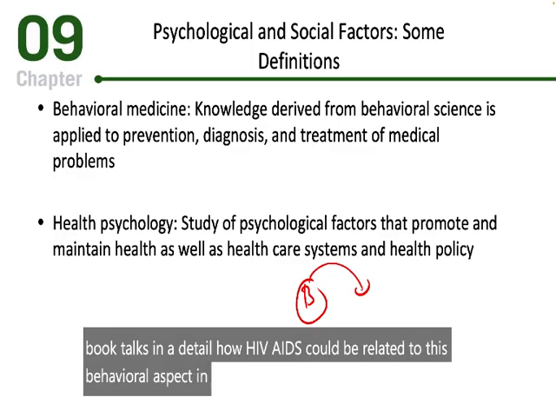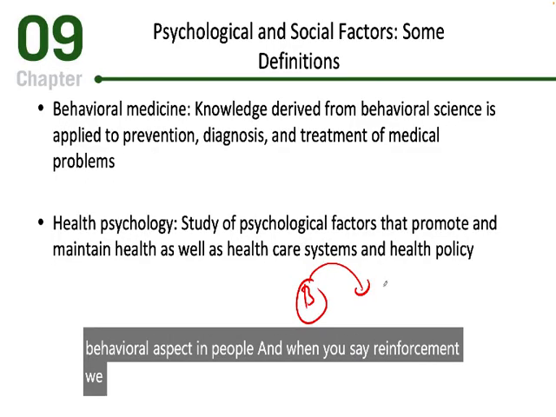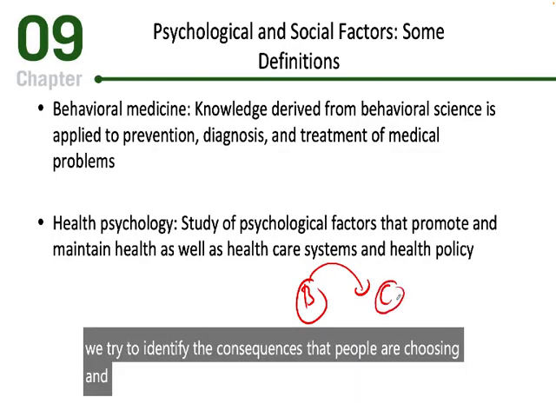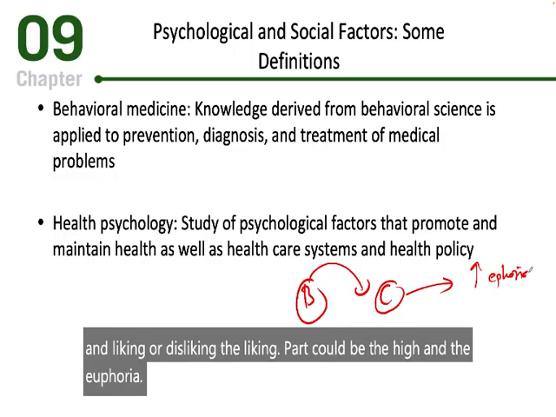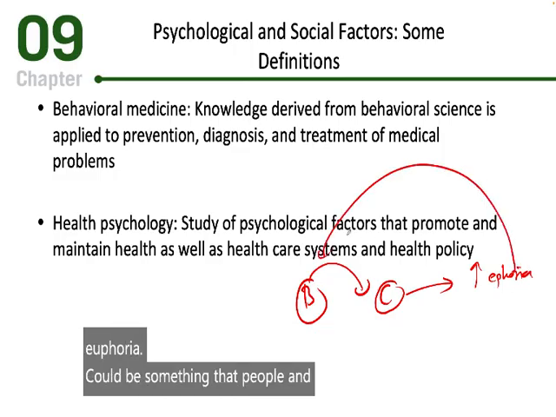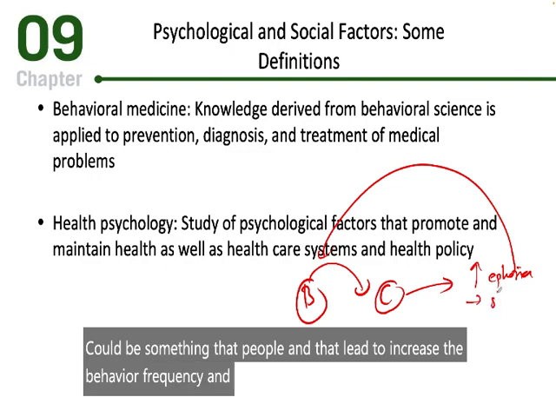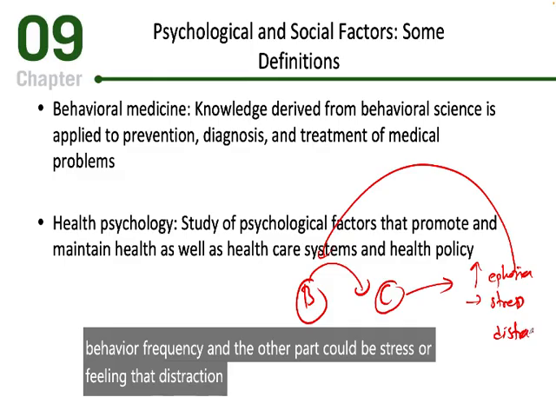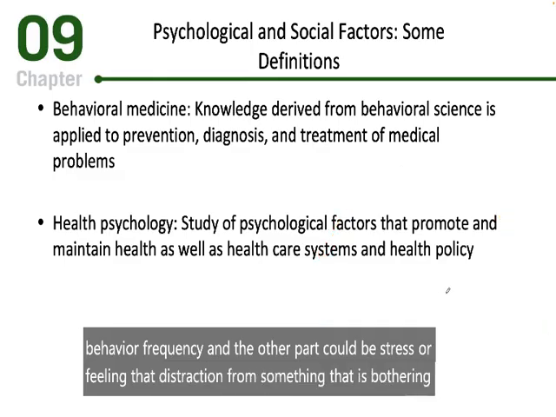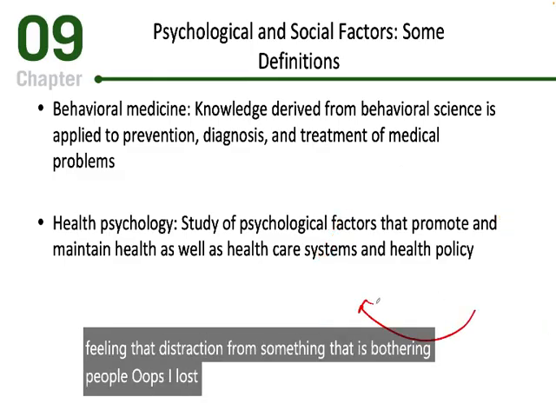And when you say reinforcement, we try to identify the consequences that people are choosing and liking or disliking. The liking part could be the high, and the euphoria could be something that people like, and that leads to increased behavior frequency. And the other part could be stress, or a distraction from something that is bothering people. That could reinforce the behavior again.